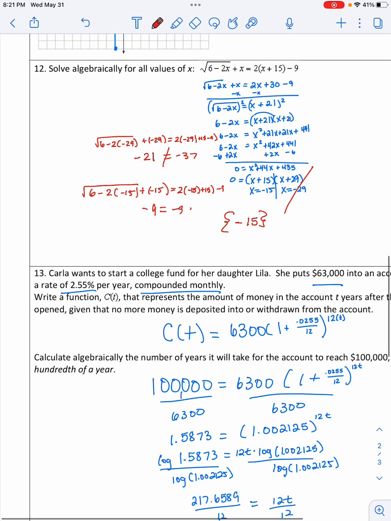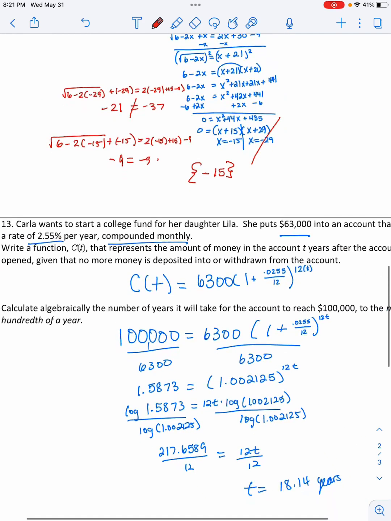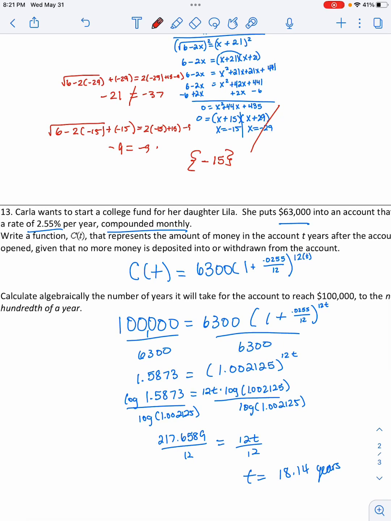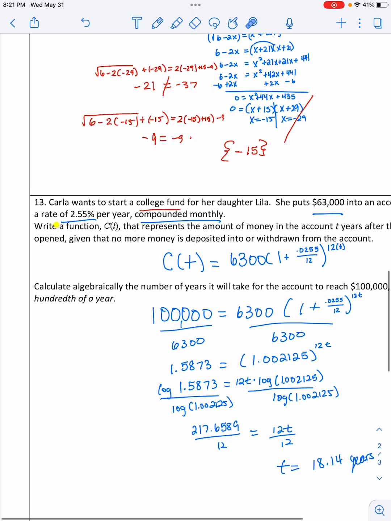All right, last one. Carla wants to start a college fund for her daughter. So we're starting off with $63,000, and the rate is 2.55 percent per year compounded monthly.